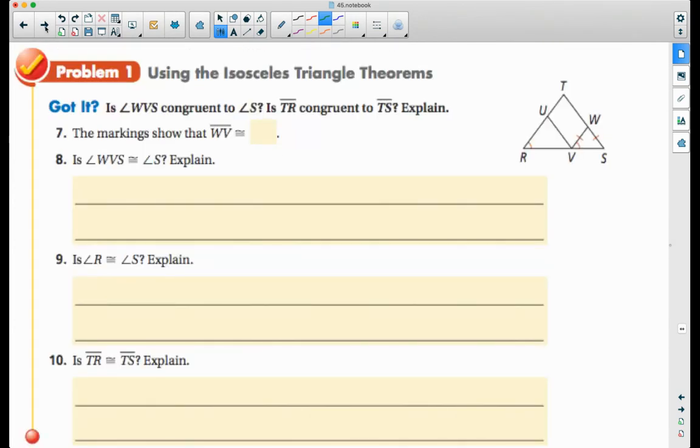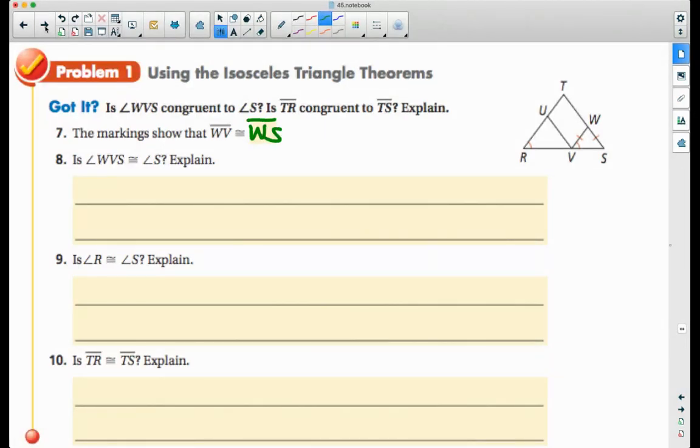Using the isosceles triangle theorem, is angle WVS congruent to angle S? Is segment TR congruent to segment TS? Explain. All right. So the markings show that segment WV is congruent to segment WS.